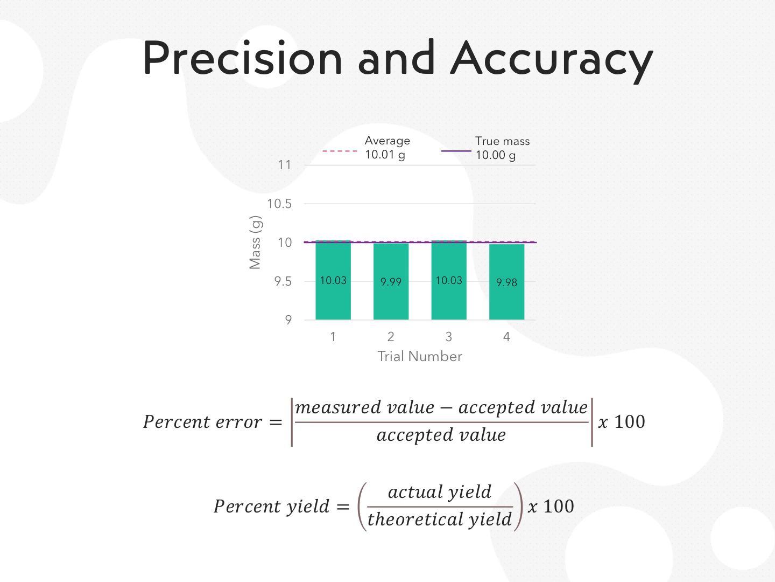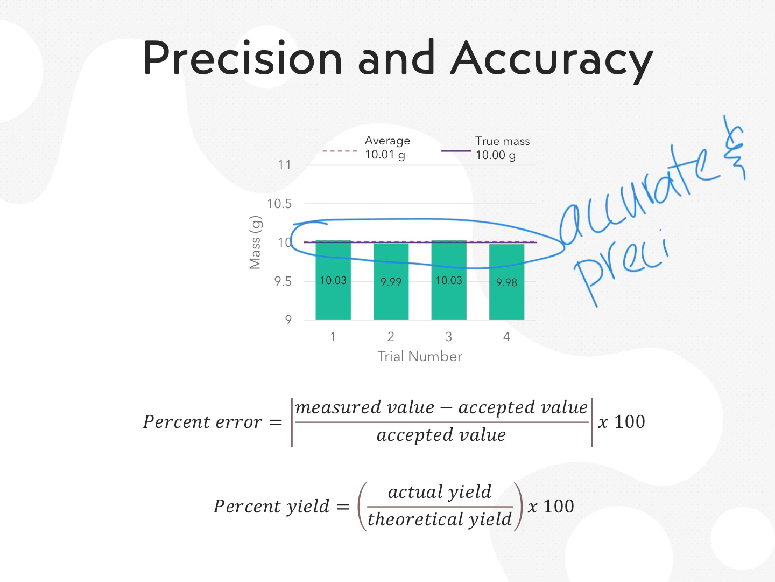So now let's look at this beautiful data. To me, this looks like it is both accurate and precise, because the average is really close to my true average and all of my numbers are very close together. But it's kind of hard to say which one of these is most accurate.